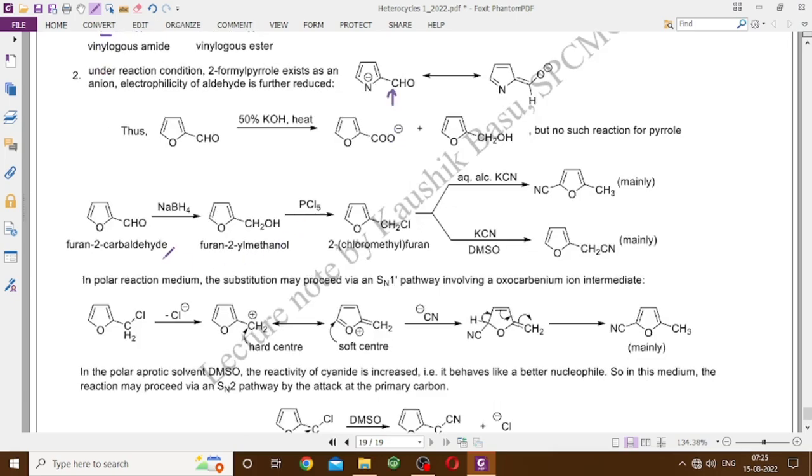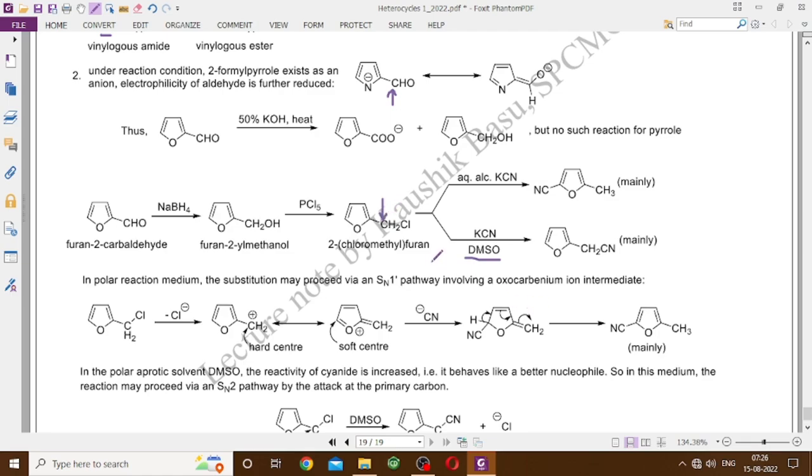Furan carbaldehyde, when reduced with sodium borohydride, as we have seen in case of formation of the levulinic acid derivative, gives the CH2OH derivative. Treatment with PCl5 will result in replacement of this primary alcohol with CH2Cl, and that is a substrate which is susceptible to nucleophilic substitution. But the outcome actually depends upon which medium you are doing the reaction. If you are doing the reaction with a powerful nucleophile like potassium cyanide in polar aprotic medium DMSO, it is the direct substitution at this primary center.